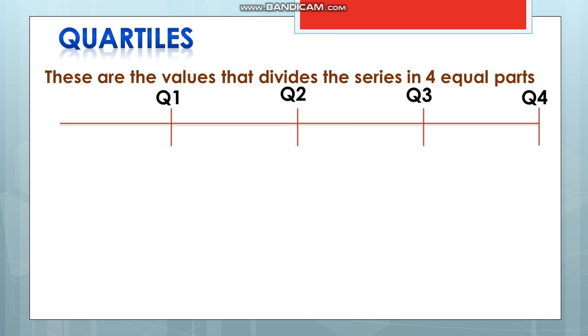First, start with quartiles. These are the values that divide the series into 4 equal parts. Suppose these are the total number of values. There can be n number of values, 10, 20, 30, 40, whatever the number, and I'm arranging those numbers in ascending order and then dividing them into 4 equal parts. Not in terms of magnitude, but in terms of the number of observations. So if I have 100 numbers, then I should have 25 numbers here, 25 numbers here, 25 numbers in this box and 25 numbers in the fourth quartile. So when I divide them into 4 equal parts, then I am going for quartiles.